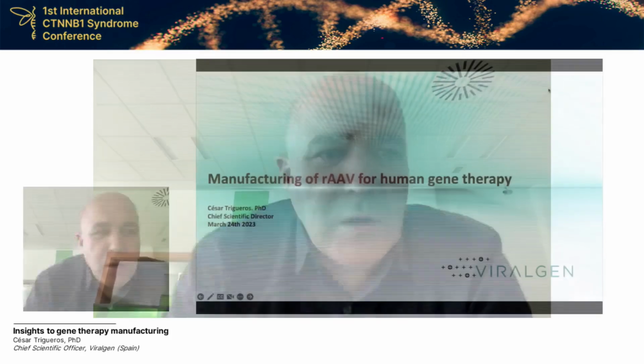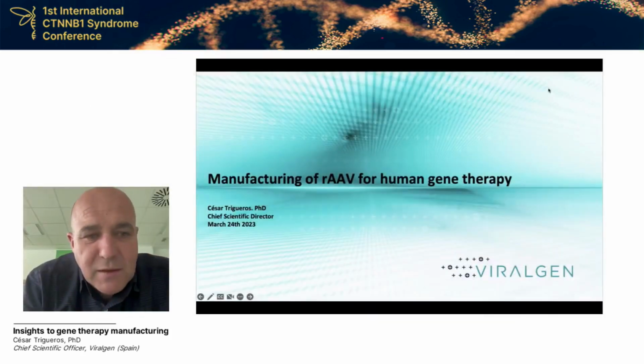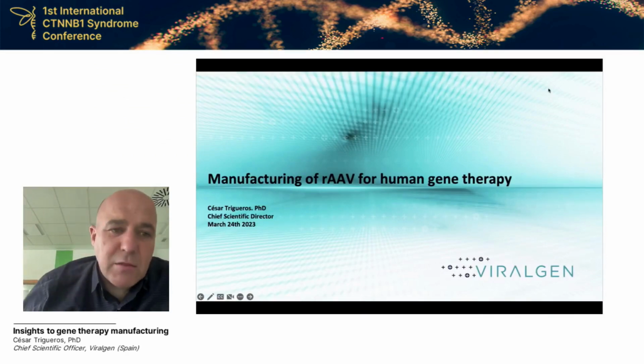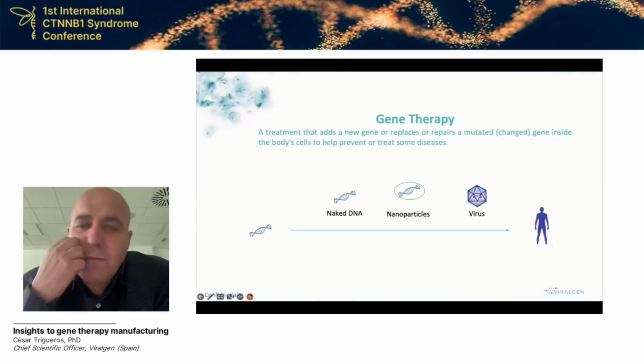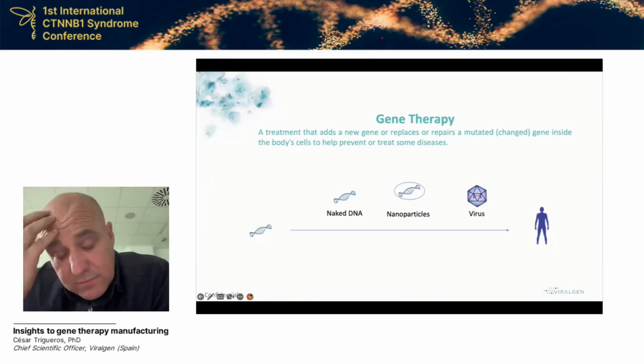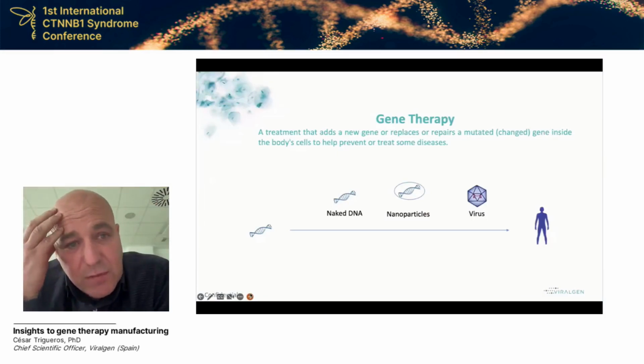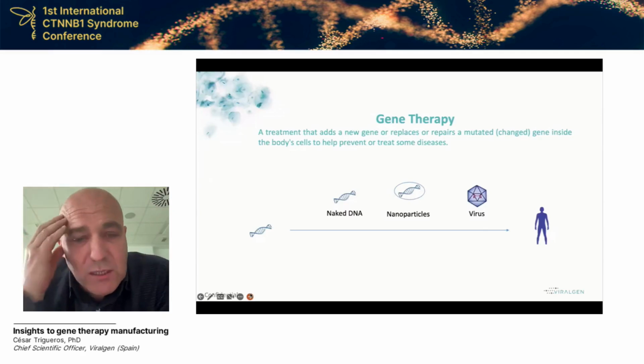There. So the idea in the next 10, 15 minutes, I would like to give you an idea what we are doing in Viralgen and why we are doing this kind of thing. So basically, a very basic idea of the gene therapy is just adding new genes to replace mutated genes. This is the basic definition for gene therapy.